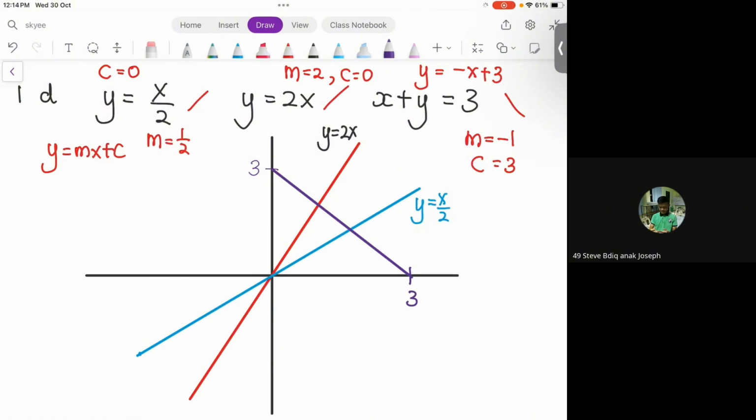Okay, quite similar to the previous one, right? Okay, you can find the regions. Okay, the region that is covered by these 3 lines.